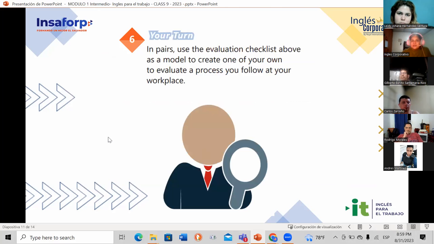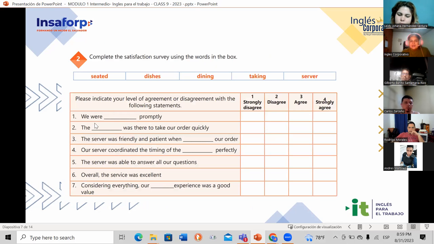Okay. Now, in pairs, we're going to use the evaluation checklist that we saw before as a model. We are going to create one for our company to evaluate a process to follow in your workplace. Any process that you consider needs to be evaluated. It's like a survey. You can use a template, or any program that you consider appropriate. In Canva there are also a lot of templates. At the end we're going to present it and check how you evaluate it.